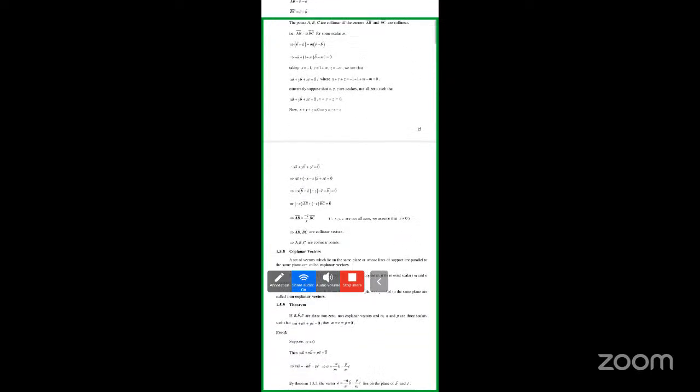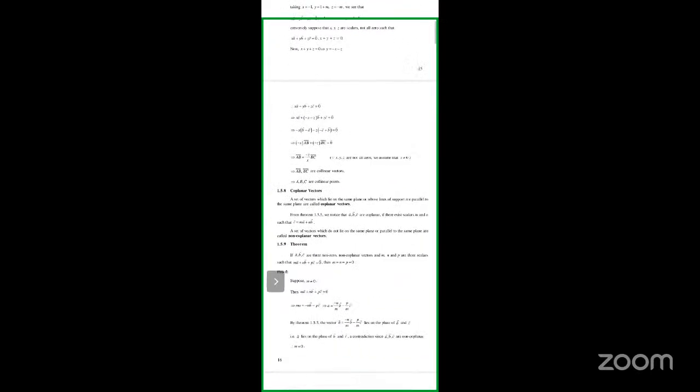So, theorem. Next, definition. Coplanar vectors: a set of vectors which lie on the same plane, or whose supporting lines are parallel to the same plane, are called coplanar vectors. So we note that a bar, b bar, c bar are coplanar if there exist scalars m and n such that c is equal to m a plus n b. A set of vectors which do not lie on the same plane or are not parallel to the same plane are called non-coplanar vectors.